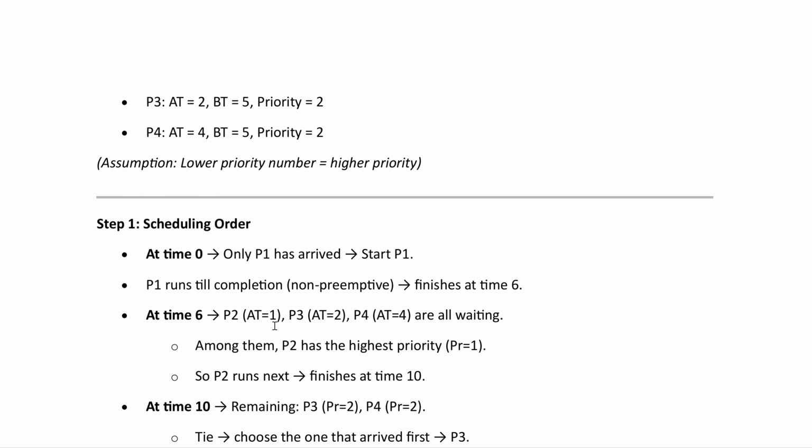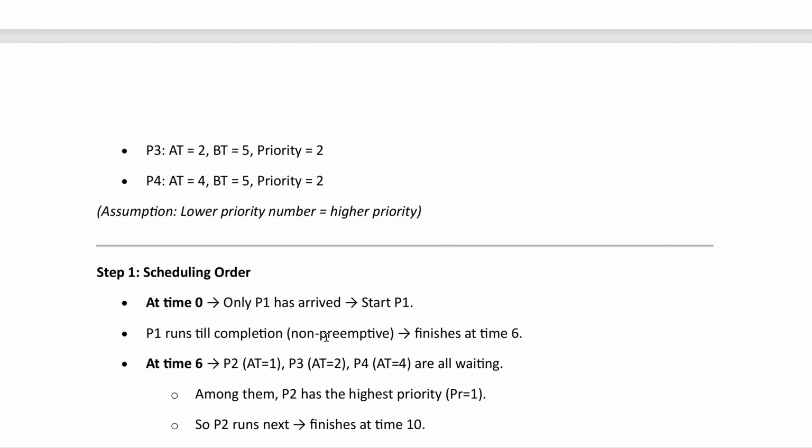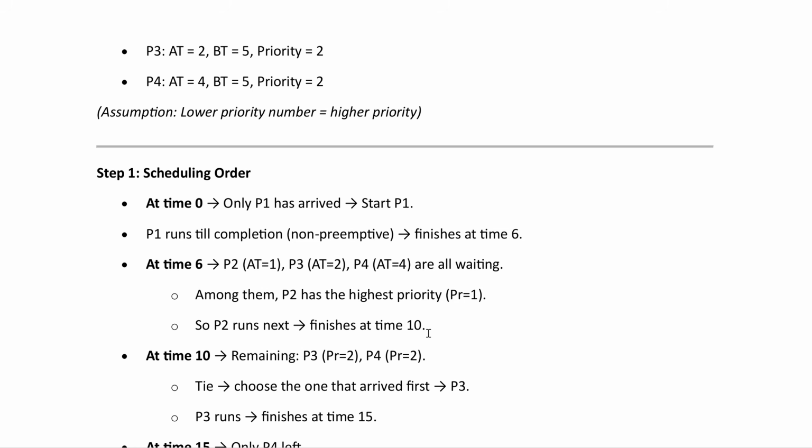After that, at time 6, P2 has already arrived at time 1, P3 arrives at time 2, and P4 arrives at time 4, and they are all waiting. Among them, P2 has the highest priority, as I have said. The priority of process P2 is 1, therefore it has high priority. Out of P2, P3, P4, P2 will run first, and it will finish at time 10 because the burst time is 4. 6 plus 4 is 10. It will also run to completion because it is a non-preemptive priority scheduling algorithm.